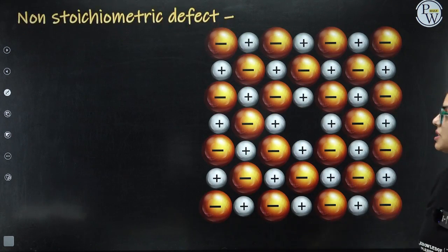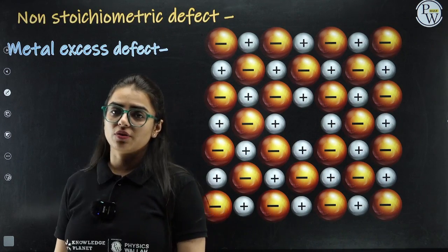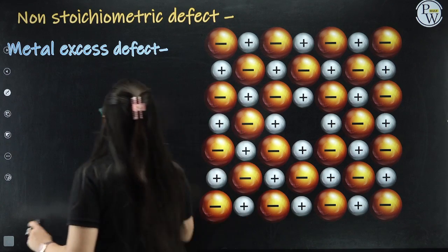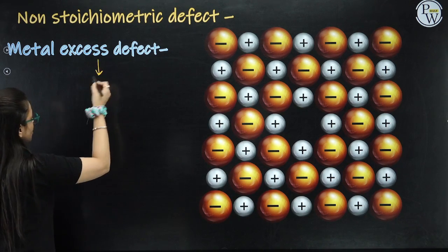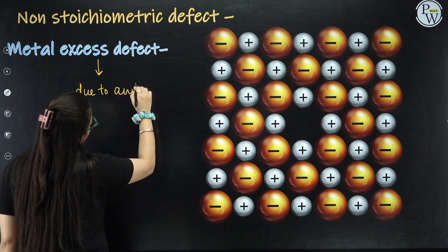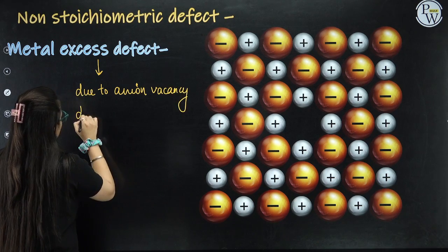Now students, comes the next kind of defect, that is the non-stoichiometric defect, when there is a change in the stoichiometry. So here it is metal excess defect. Now metal excess defect can occur due to anion vacancy and due to an extra cation.